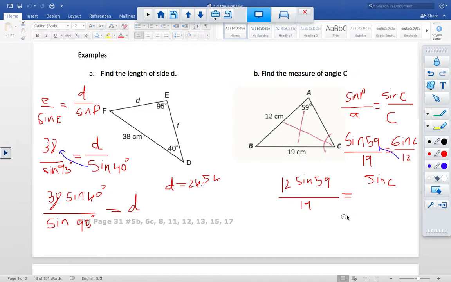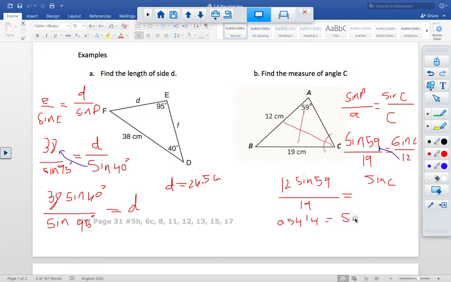I should get 0 point something. When you enter this on the calculator, you do 12 times sine 59 divided by 19, and you should be getting 0.54136 and so on. Because this is sine C, I'm going to leave my answer to 4 decimal places as of now. So I can write 0.5414, because I have to round up, equals sine C.